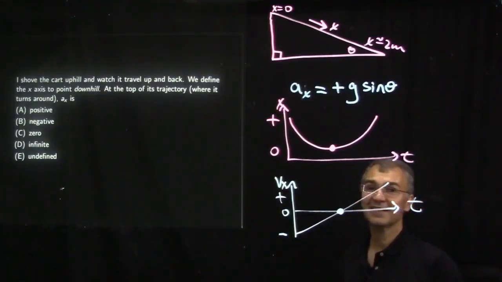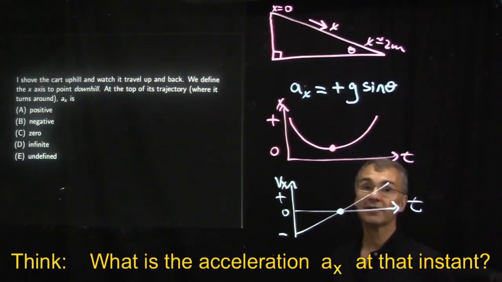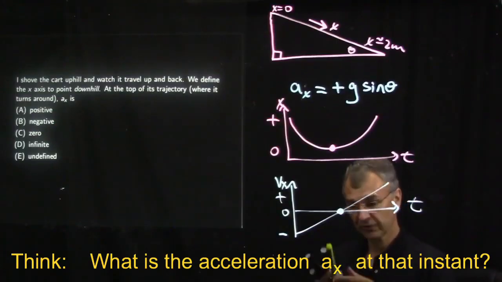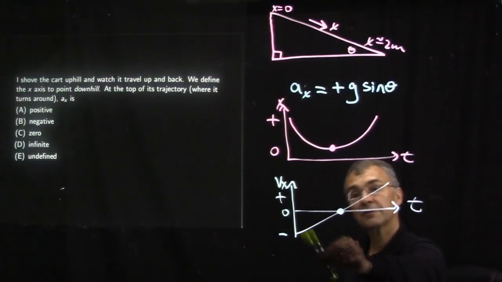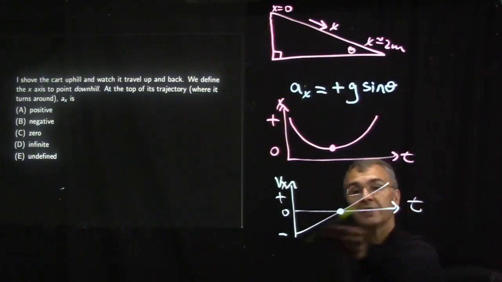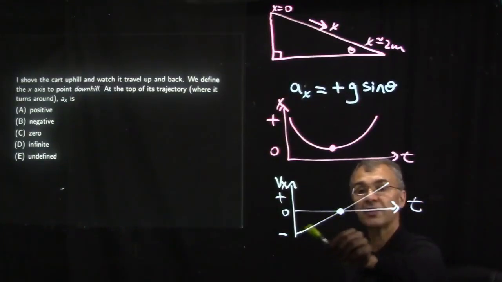Now, by the way, I guess I just gave it away. At that instant where the cart turns around, what is a sub x? Think for a minute. But notice, as the cart was going uphill, v sub x was negative and it was becoming less and less negative. Then as the cart goes back downhill, v sub x is positive, it's becoming more and more positive. This slope has not changed. This is the same slope.